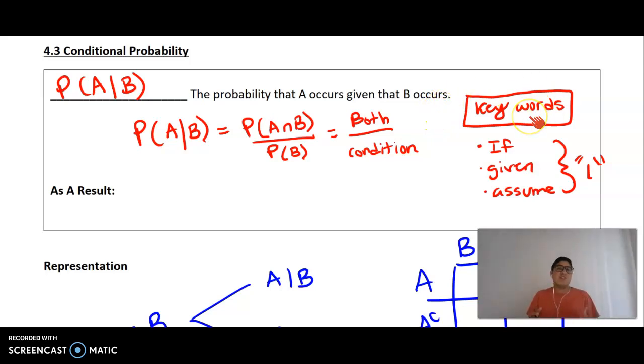Now, some key words you should look for in conditional probability are if B has happened, given that B has happened, assume B has happened. And that's represented by this bar here. So this bar really means given, if, assume. Now, this formula is also on your AP Stats formula sheet. So it says the probability of A given B is essentially the probability of both divided by the condition.